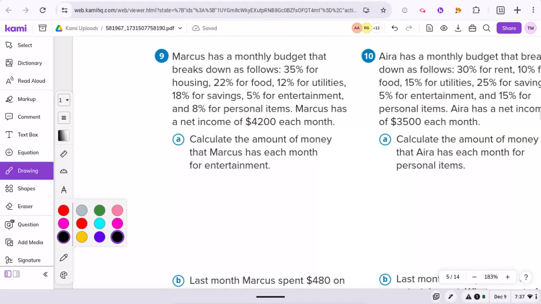So this one, he has a monthly budget that breaks down as follows: 35% for housing, 22 for food, 12 for utilities, 5 for entertainment, 18 for savings, 8 for personal. And he has 4,200 each month for the monthly income. So calculate the amount of money that Marcus has each month for entertainment. So then you would look up here, and this says 5% for entertainment. So how much per month for entertainment?